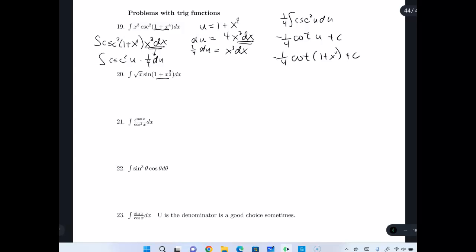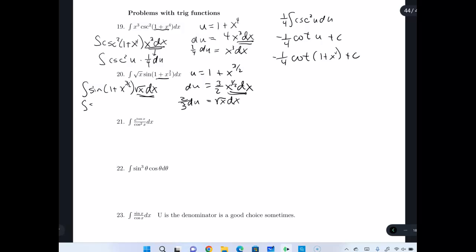Okay. Again, I want to let u equal the inside function. So du is 3/2 x to the 1/2. So if I rewrite this with the root x beside the dx, I can see that I've got it right here. So if I multiply by 2/3, I get root x dx.